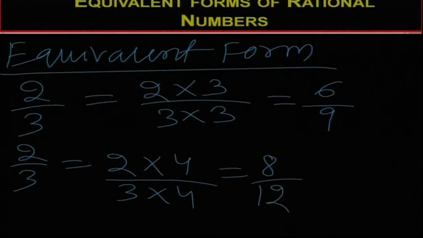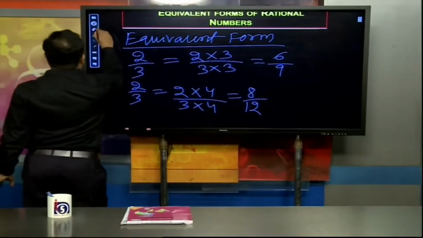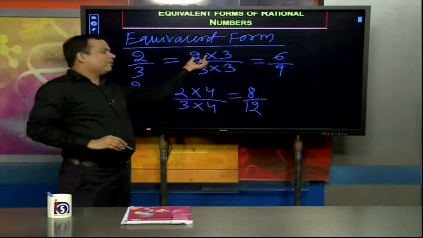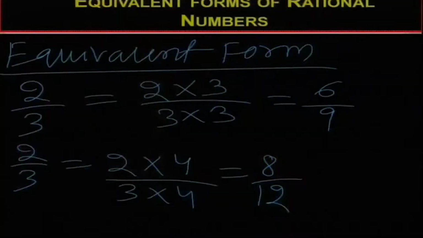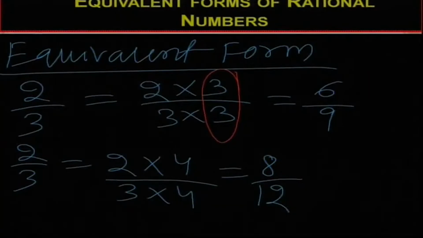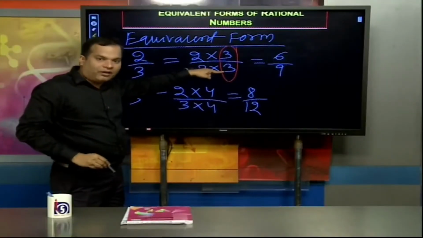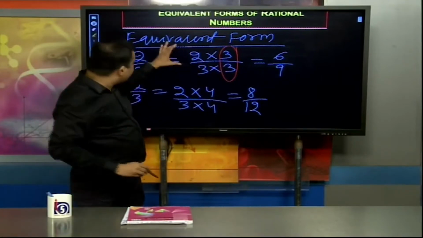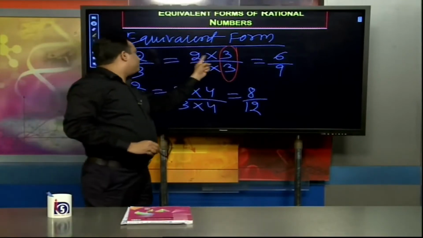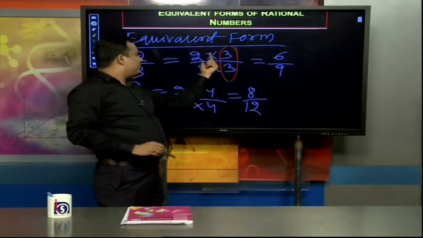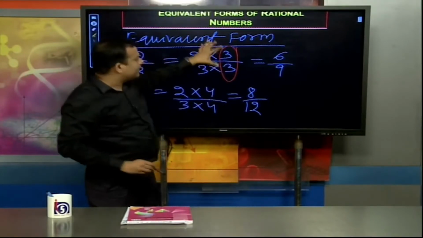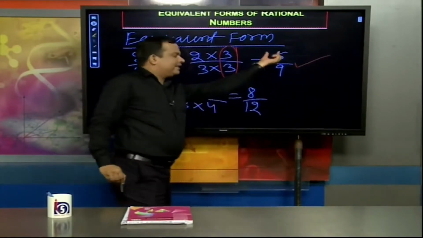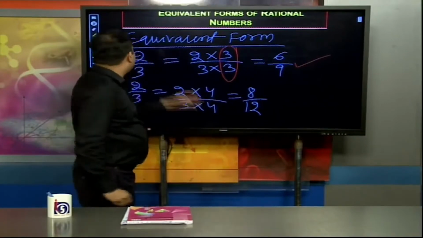So what do you observe? Very important: in 2 by 3, the numerator was 2 and the denominator 3. A constant quantity is multiplied with both numerator and denominator. Original was 2 by 3. 3 is multiplied with the numerator and 3 with the denominator. So we get 2 by 3 equal to 6 by 9. So I can say 6 by 9 is one of the equivalent forms of 2 by 3.